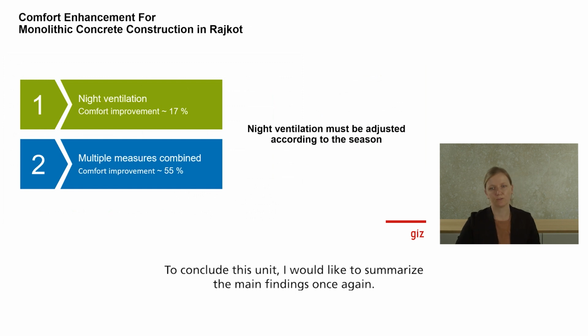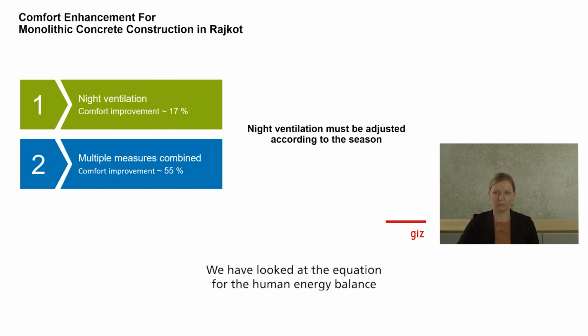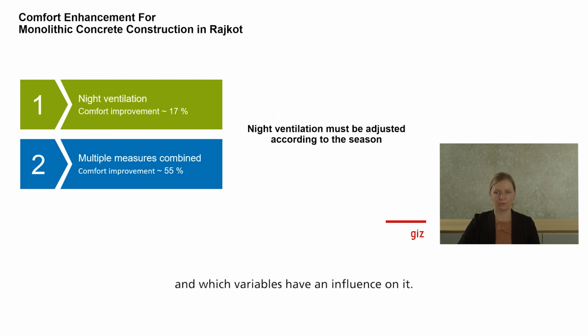To conclude this unit, I would like to summarize the main findings once again. In the first part, we have deepened the basics of thermal comfort. We have looked at the equation for the human energy balance and which variables have an influence on it. In the second part, we looked at the effect of various measures on the indoor climate and comfort, specifically for the lighthouse project in Rajkot.